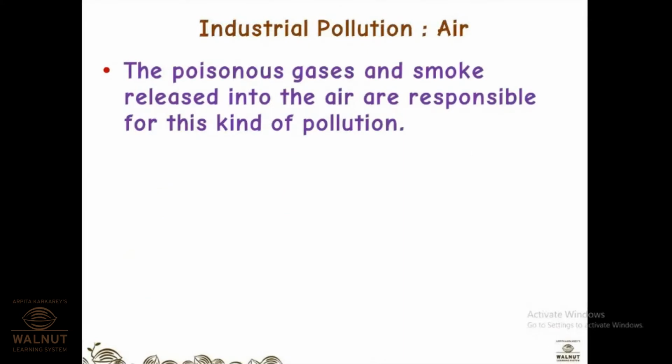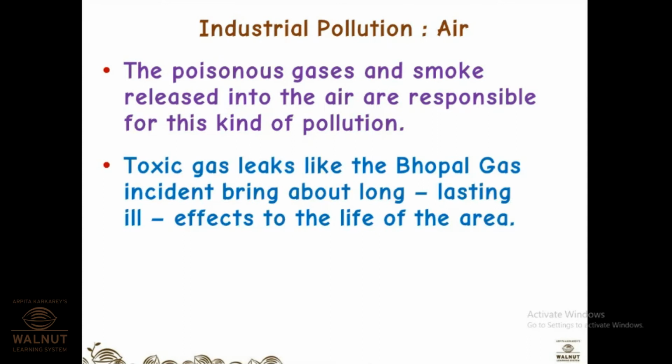Okay, then the poisonous gases and smoke released into the air are responsible for air pollution. Toxic gas leaks like the Bhopal gas incident bring about long-lasting ill effects to the life of the area. Do you remember the Bhopal gas tragedy? You have studied this. Yes. What was it about?